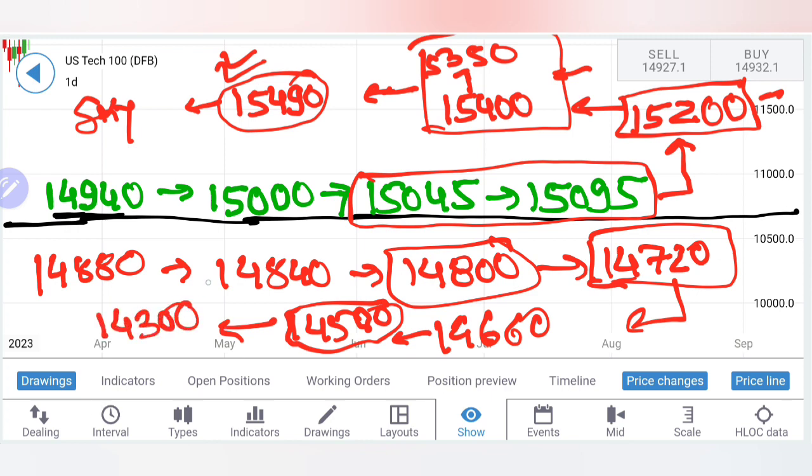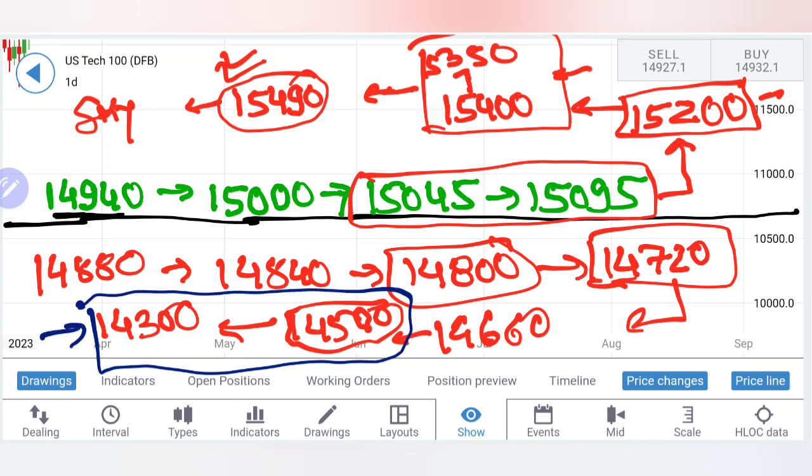Now this is the zone, and this is also applicable for the next month. This is the zone where we have maximum support for Tech 100. So take your positions accordingly, trade accordingly, trade with the stop loss, trade with the trailing stop loss.